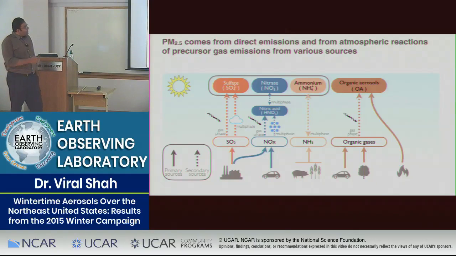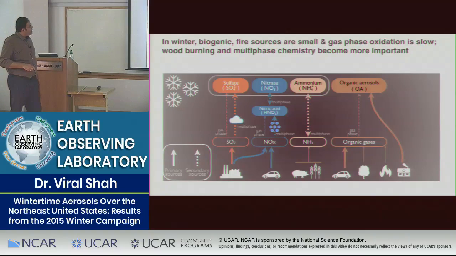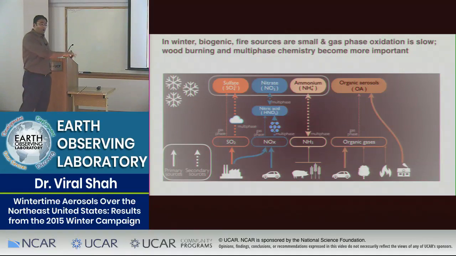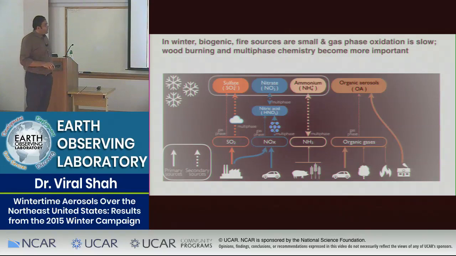The same way, organic aerosols have primary and secondary sources, but these sources tend to change with seasons. In the summertime, sources of ammonia, like agricultural sources, are higher, while in wintertime they die down. Biogenic sources, which are major precursors for organic aerosols, are also higher in the summer, but in winter they die down. In winter, on the other hand, sources like residential wood combustion become more important.